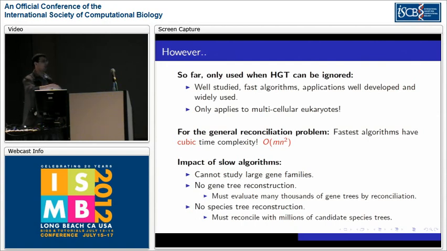And similarly, you can't do species tree reconstruction, because there you have to find the species tree by searching over a very large tree space. So this also involves reconciling millions of candidate species trees with the input set of gene trees.